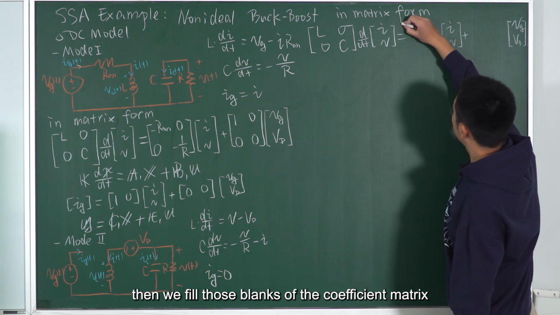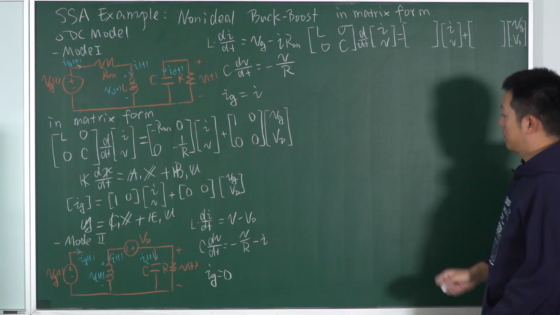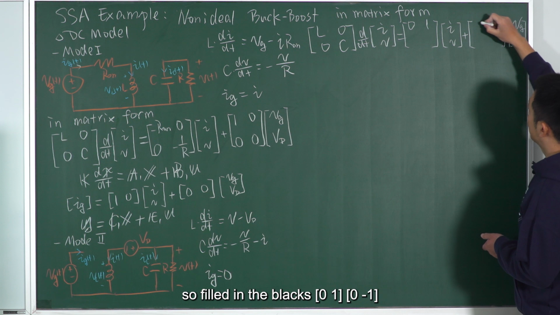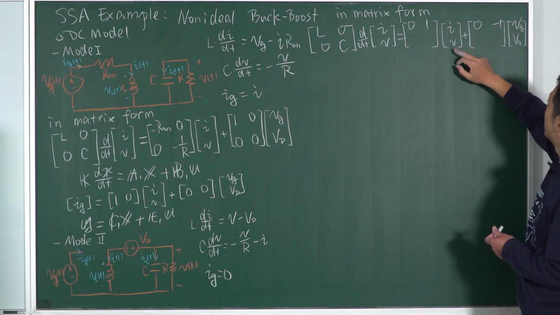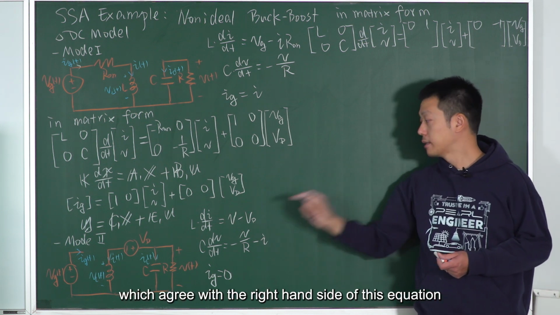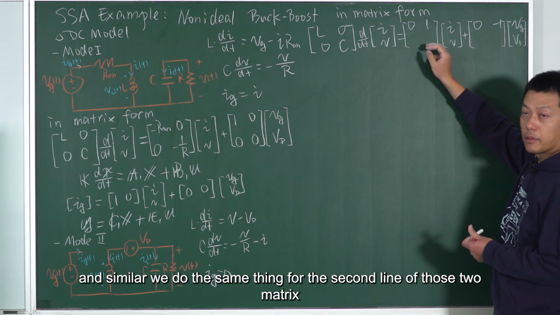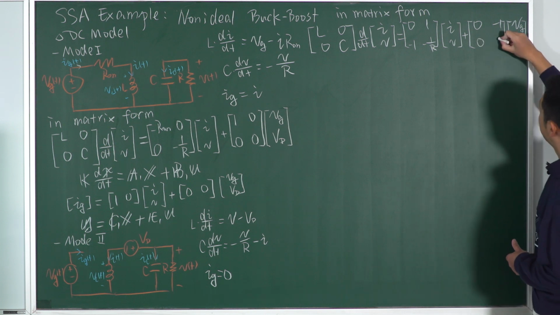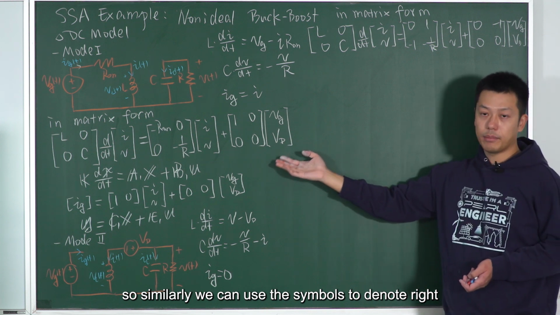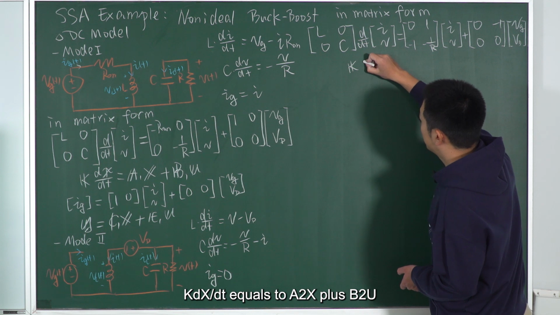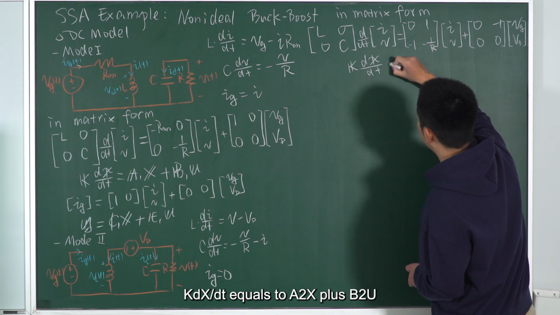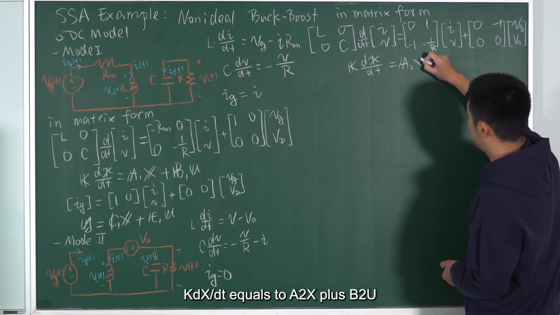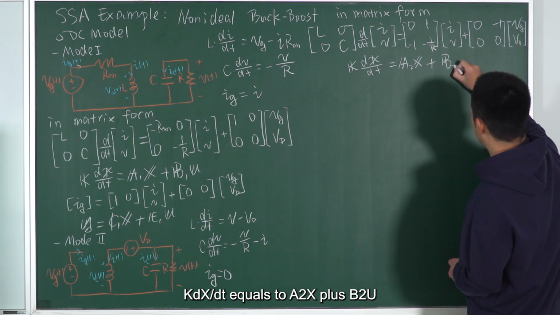Then we fill those blanks of the coefficient matrices. So see, this gave us the first line of those 2 matrices. So fill in the blanks 0, 1, 0, minus 1, right? So it equals V minus VD, which agrees with the right-hand side of this equation. And similarly, we do the same thing for the second line of those 2 matrices. So here will be minus 1 over R, and here is 0, 0. So similarly, we can use symbols to denote this: the derivative of x over dt equals A2 x plus B2 U.